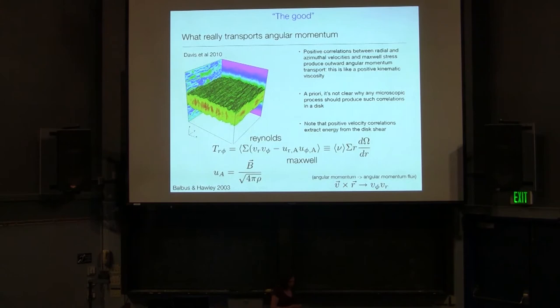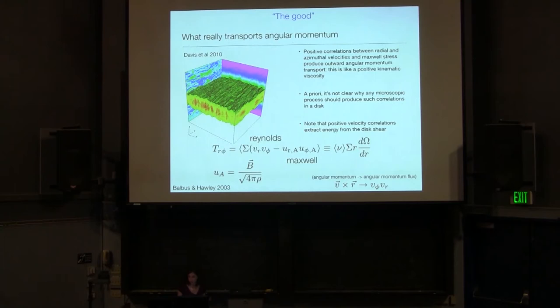So what actually transports angular momentum? If it's not this, what stands in for the anomalous viscosity? The simplest answer is that it's positive correlations between radial and azimuthal velocities, and Maxwell stresses when you add in magnetic fields. So if you rewrite out the viscous tensor, you have this positive correlation in Vr and Vphi, and then you have the equivalent for the Maxwell stresses due to your magnetic field. And again, that's just what we're representing by that nu or an alpha. A priori, it's not clear why a microscopic process should produce these correlations. But it's this idea that these positive velocity correlations are what extract energy from the disk shear, and that's what's going to cause the material to go in.